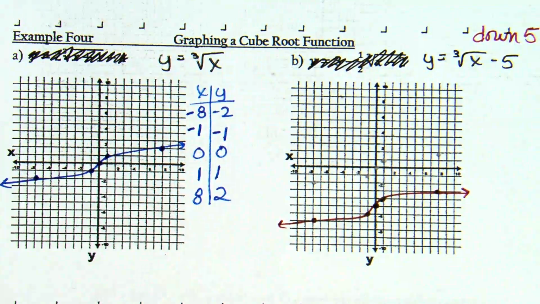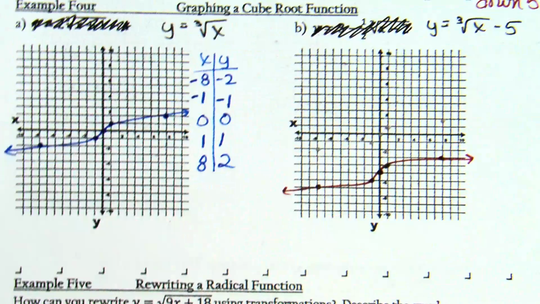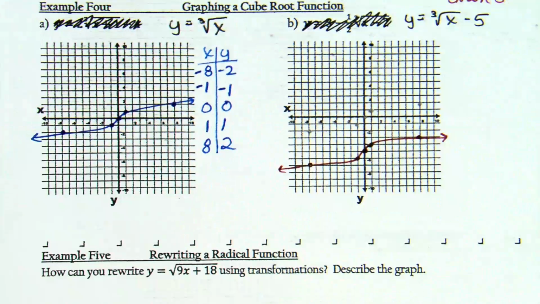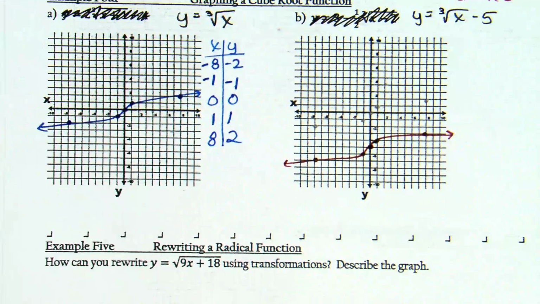Okay, we're going to look at least example 5. We'll try example 5a real quick, see what happens. They're so close here. We may have to talk about more tomorrow. How can you rewrite y equals square root of 9x plus 18 using transformations and describe the graph?